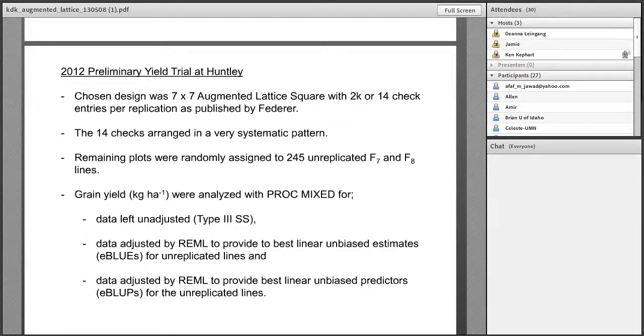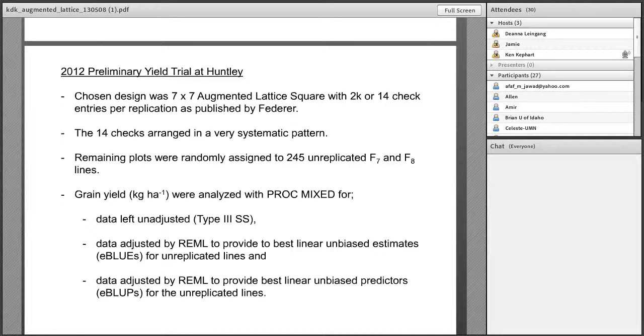And this is one of the aspects of an augmented lattice square that some people might find unattractive, in that compared to other designs, it does tend to have a higher percentage of check plots, particularly on these smaller designs, which some people view as could be used to assess more experimental lines. That doesn't bother me so much.